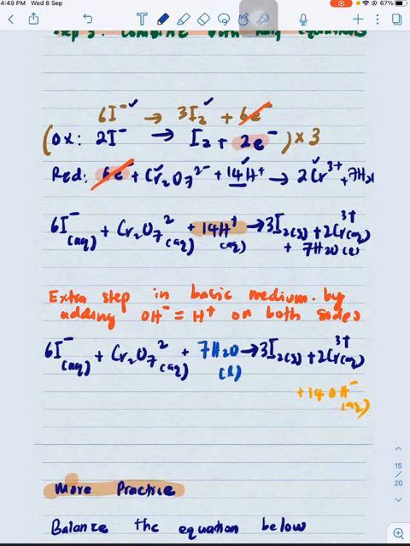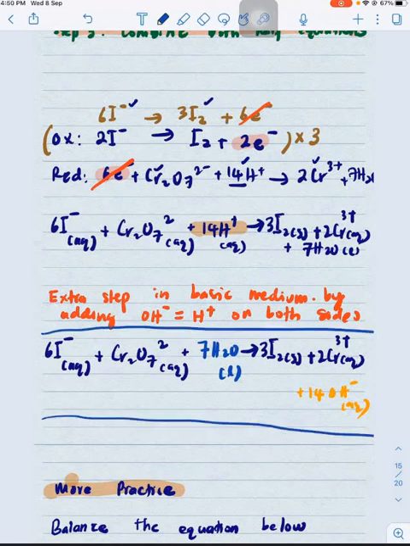So after doing that step, so it seems like this is our balance equation. And cara kita check and balance our equation, kalau kita balance dalam basic medium, jawapan kita mesti ada OH minus ni. Kena ada OH minus. Kalau tak ada, maknanya something wrong lah dengan kita punya redox equation tu. Dia mesti kena ada OH minus. Okay, boleh?